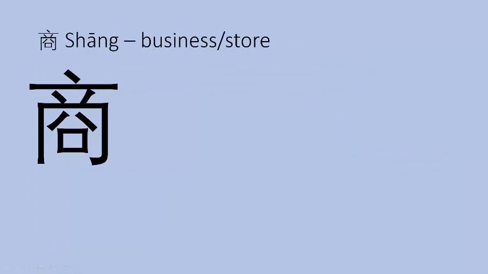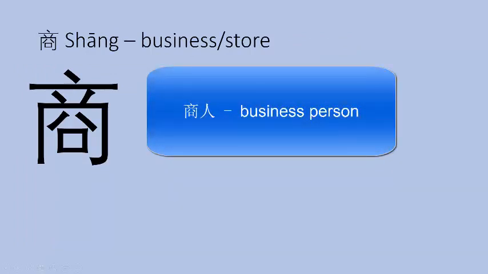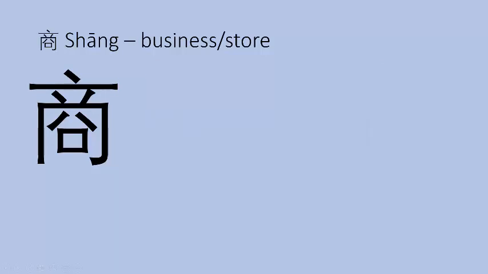The next character is Shang. We see that in 商人, businessman. Shang means to do business. It's also the character for store.